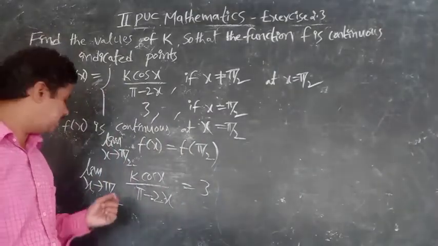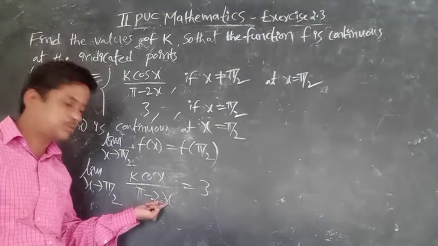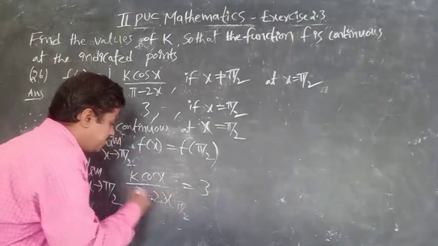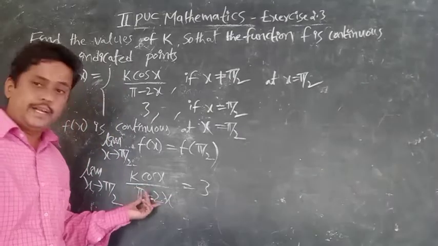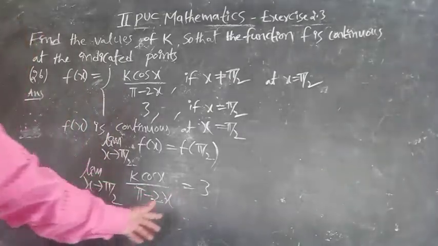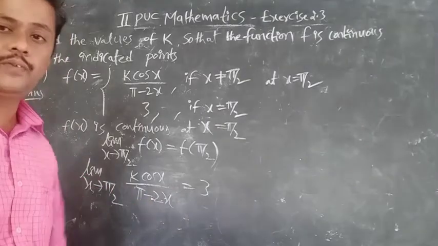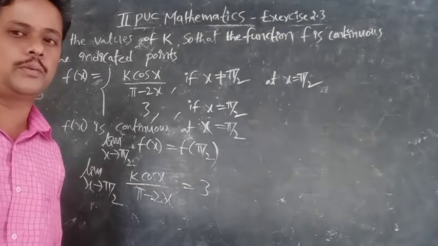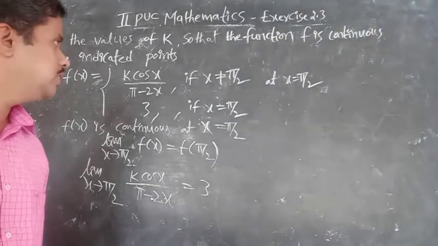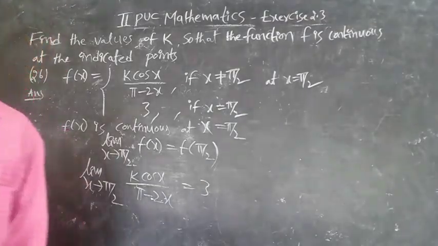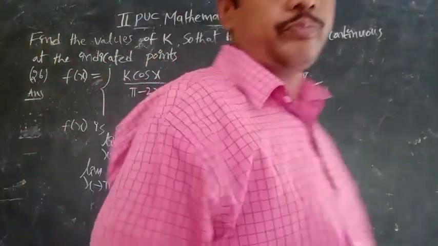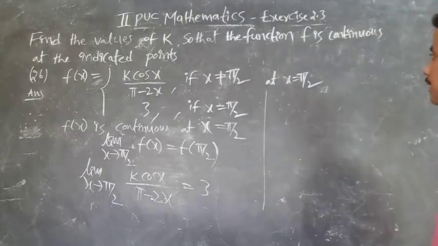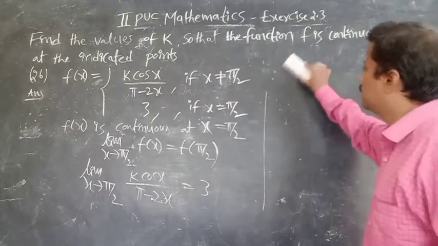How to find the k value? If you substitute x equals pi by 2 here, 2 cancels and pi minus pi becomes 0. The denominator is 0, which means it is an undefined case. You have to use some other method. What is the other method? I will tell, please listen.